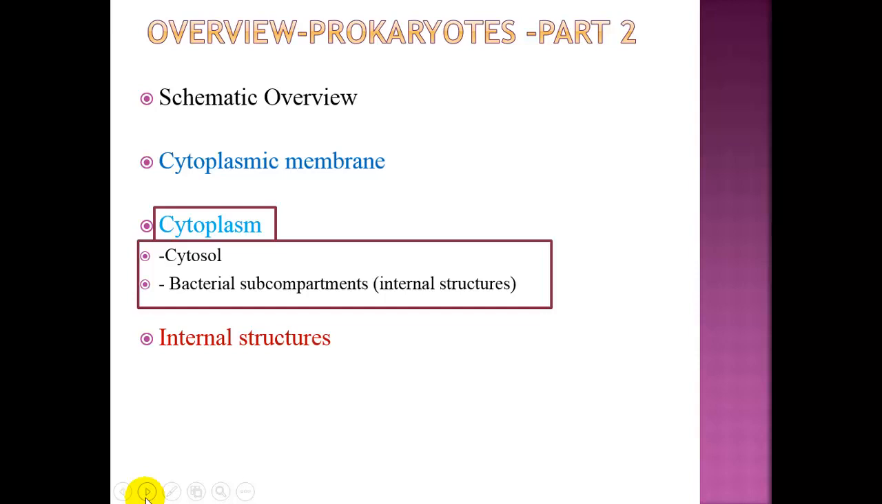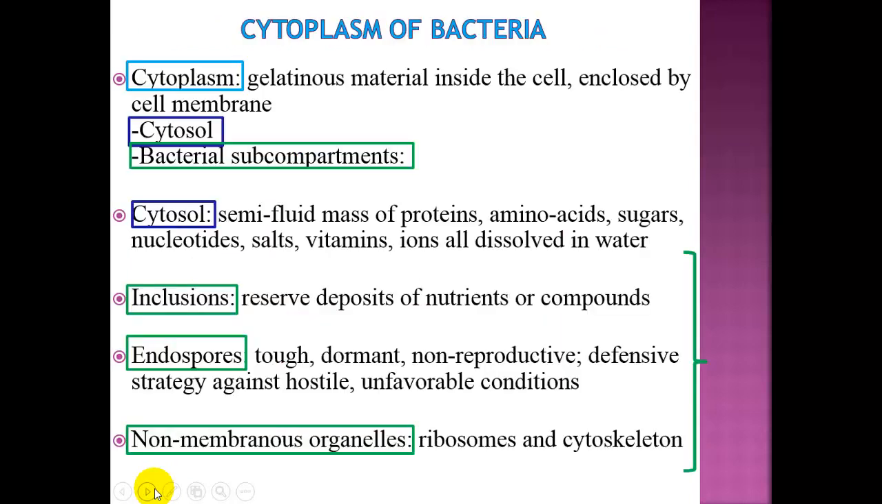In this part, we will focus on the cytoplasm, which is composed of the cytosol and the bacterial subcompartments, also known as the internal structures. The cytoplasm is the gelatinous material found inside the cell and enclosed by the cell membrane. It consists of the cytosol and the bacterial subcompartments. So, if you remove all the subcompartments within the cell, all that remains is the cytosol.